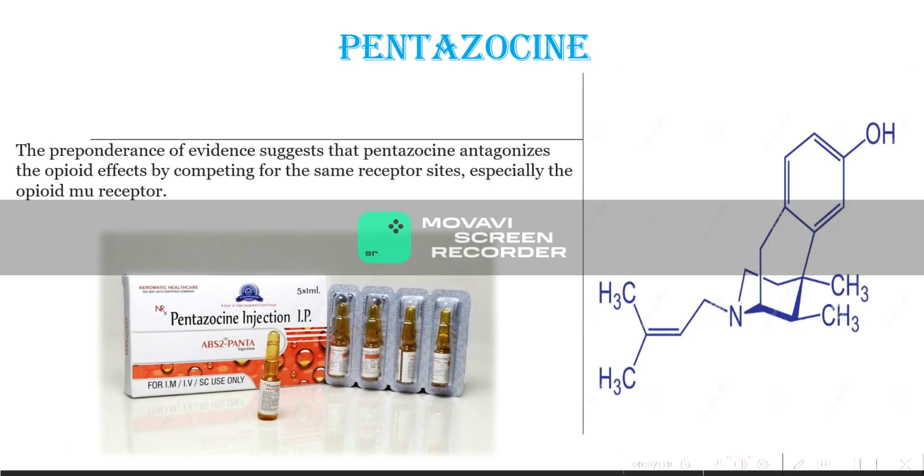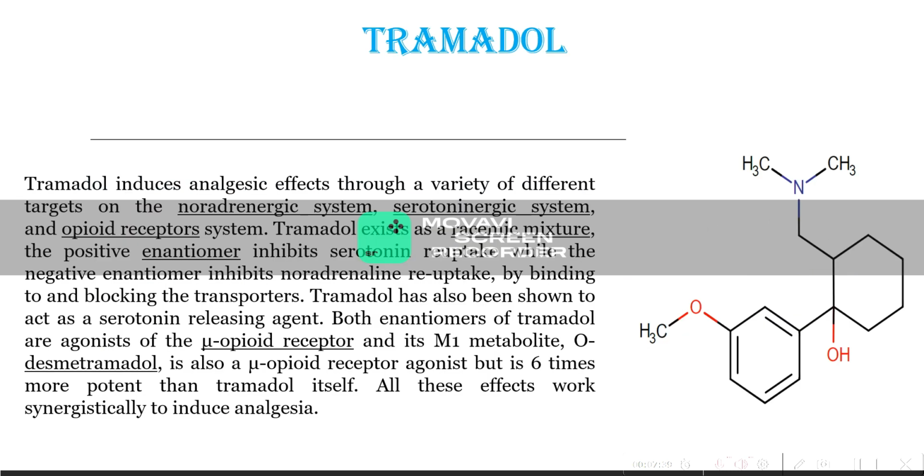Another drug is pentazocine. Evidence suggests that pentazocine antagonizes the opioid effect by competing for the same receptor sites, especially the opioid mu receptors. All of these are opioid derivatives.